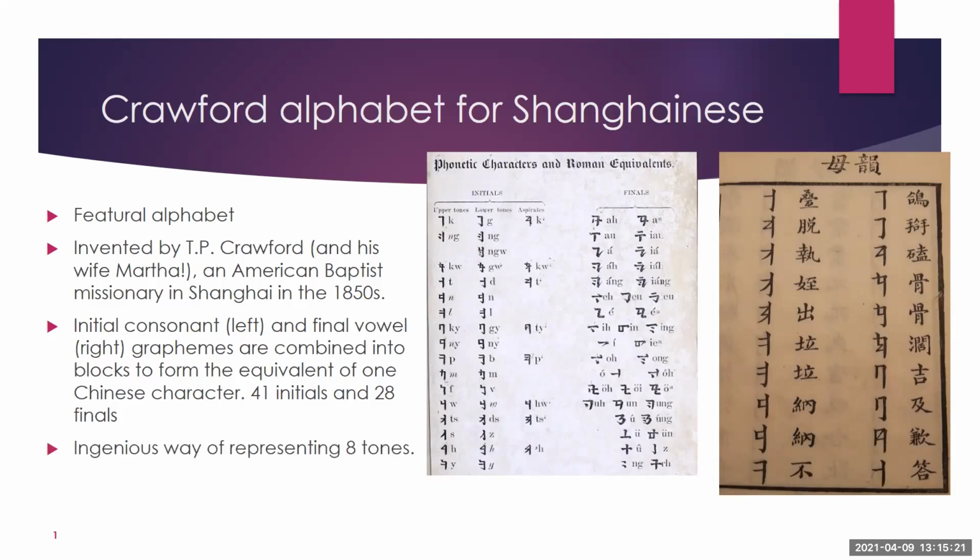It has a really ingenious way of representing the 8 tones of Shanghainese. Now Shanghainese only has 5 tones, but in the 1850s it had 8 tones. And the way that he devised to represent tone, do I need to move this? Yes.